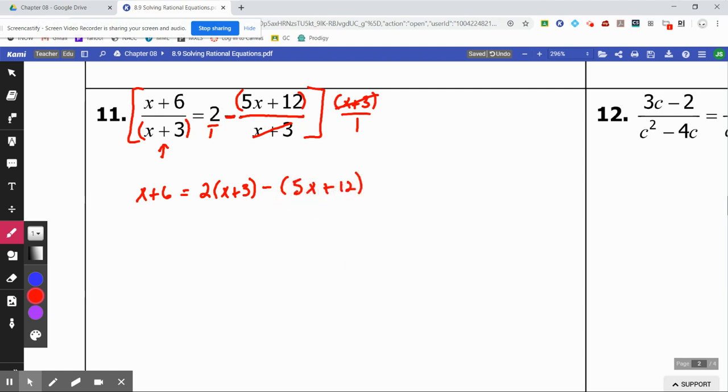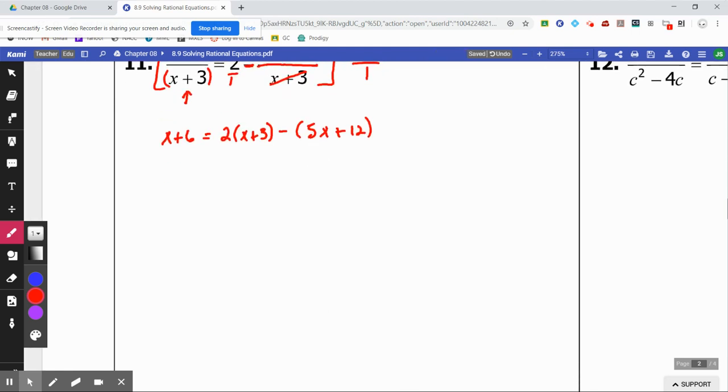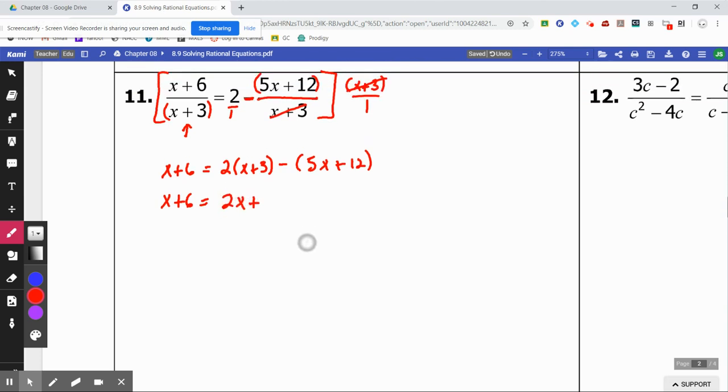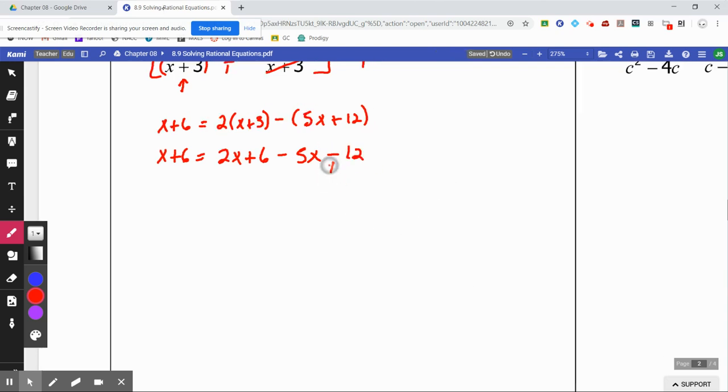as you lose that denominator. So now we have, let me scroll up a little bit, x plus 6 equals 2x plus 6 minus 5x minus 12. And that right there is what would get a lot of people because they would lose that minus sign if they didn't put that in parentheses.